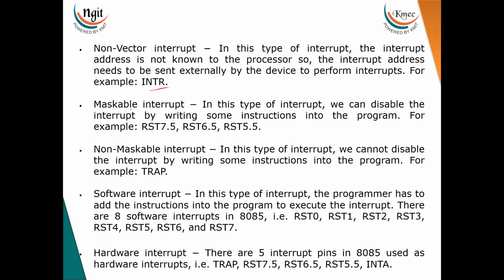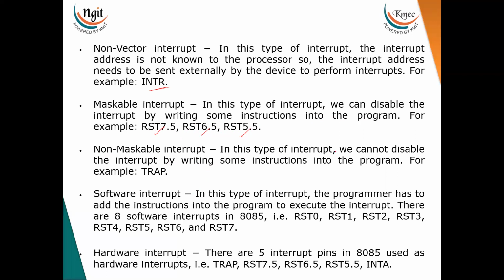Now coming to the next one, the maskable interrupt. In this type of interrupt, we can disable the interrupt by writing some instructions into the program. For example, RST 7.5, 6.5, and 5.5 are maskable interrupts. These can be masked by the processor by writing a few instructions, which we will see later in this lecture.